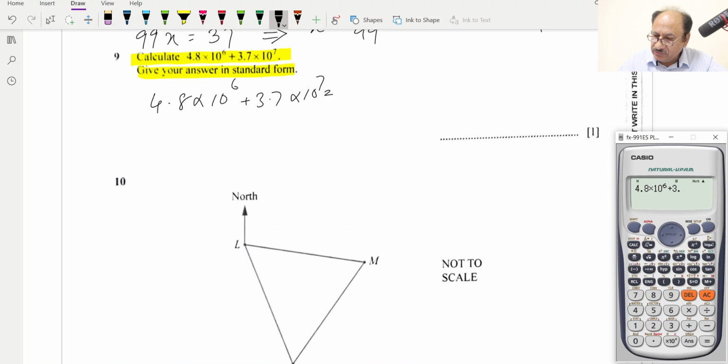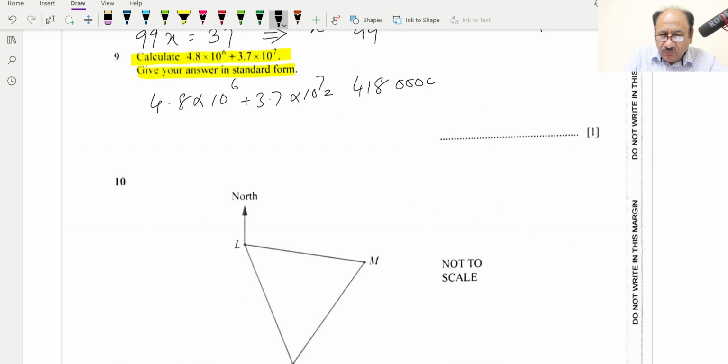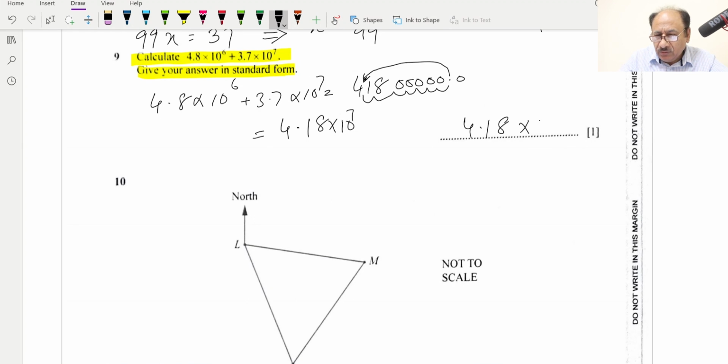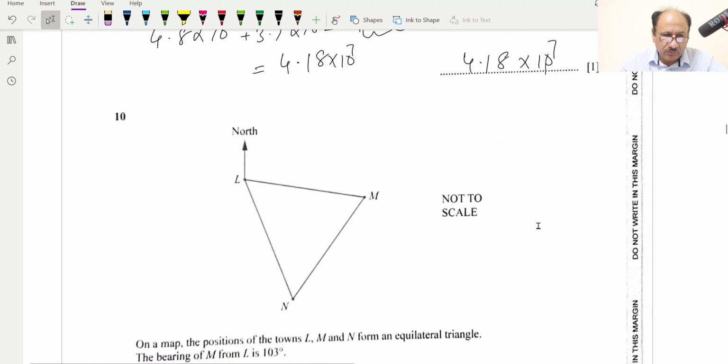So 4.8 into 10 raised to the power 6 plus 3.7 into 10 raised to the power 7, and this will give us the answer in normal format, which is 418 with 1 2 3 4 5 zeros. Now we can write 0.0, and this decimal we have to shift in between 4 and 1. It will be 4.18. Leading and ending zeros we will not be writing because of the decimal. And it is taking 1, 2, 3, 4, 5, 6, and 7 jumps. So we will write 4.18 into 10 raised to the power 7. This is the question which we have done.